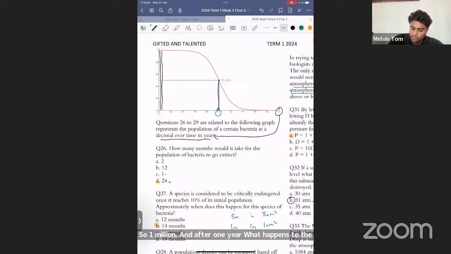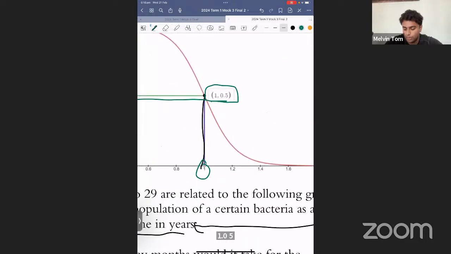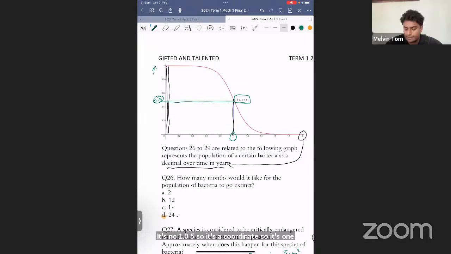1.05. It's not 1.05. Here, if the population starts off at 100% and goes to 0.5, what happens to the population?